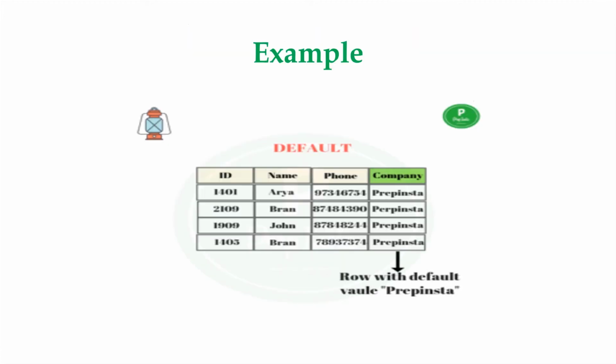Suppose if I am not mentioning the age value explicitly, it will by default place my value as 18. Now let us see another example. Here it is a default table with 4 attributes: ID, name, phone and company. Suppose if we are not mentioning the company name, it will by default print a star.